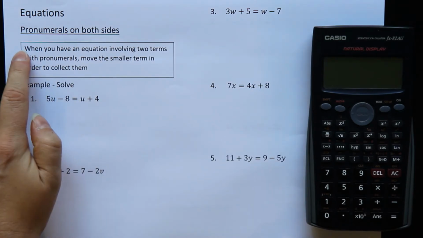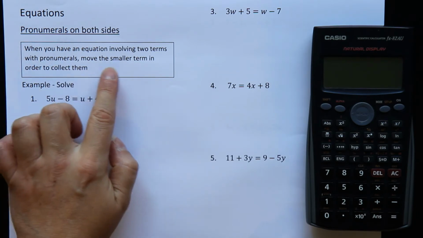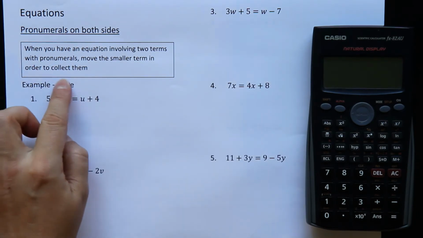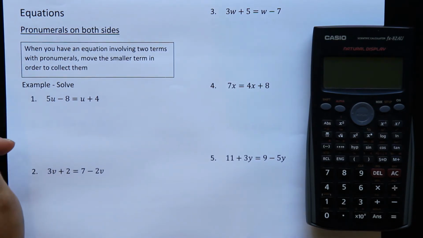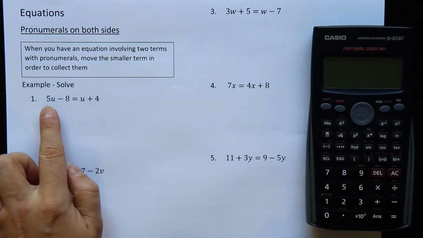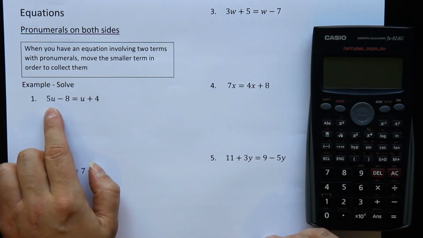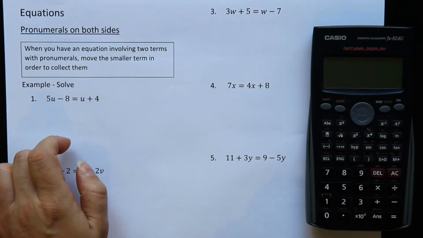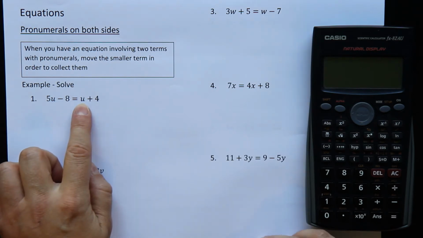So when you have an equation involving two terms with pronumerals, move the smaller term in order to collect them up. Okay, so that should always be the first thing that you do. It's always the first thing that I like to do when solving these types of equations. So whichever one is the smaller term, we want to move it to the other side to collect them up. So 5u and 1u, 1u is smaller.